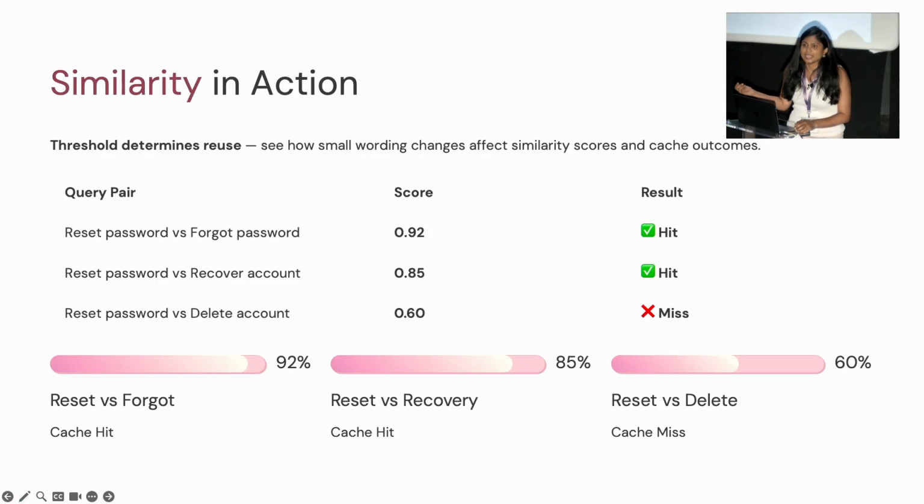If we go back to our earlier example, reset password, forgot password, recover account, all three of them land in the same cluster, meaning even though they look different, they convey the same intent. And if you see, the cosine similarity scores of them are also higher. Whereas if you compare reset password with delete account, those two are completely different things. Cosine similarity is lower, which means delete account lies in a different cluster compared to our previous clusters. So now we are no longer asking, have I seen this exact query before? Instead, we are asking, have I seen a semantically similar question before?